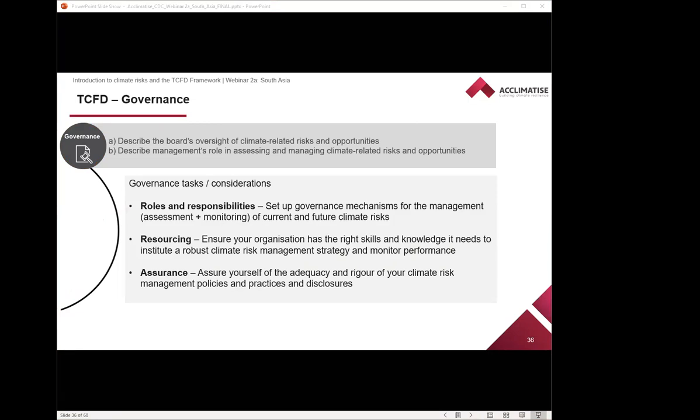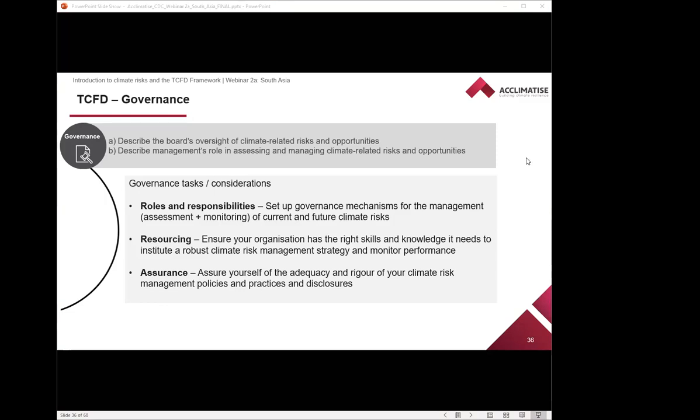And you can ask yourselves questions like, has the board identified climate risks as a relevant issue? Is there appropriate oversight at board level of climate risks? Has the board assigned clear roles and responsibilities for the identification, assessment, and management of climate risks?